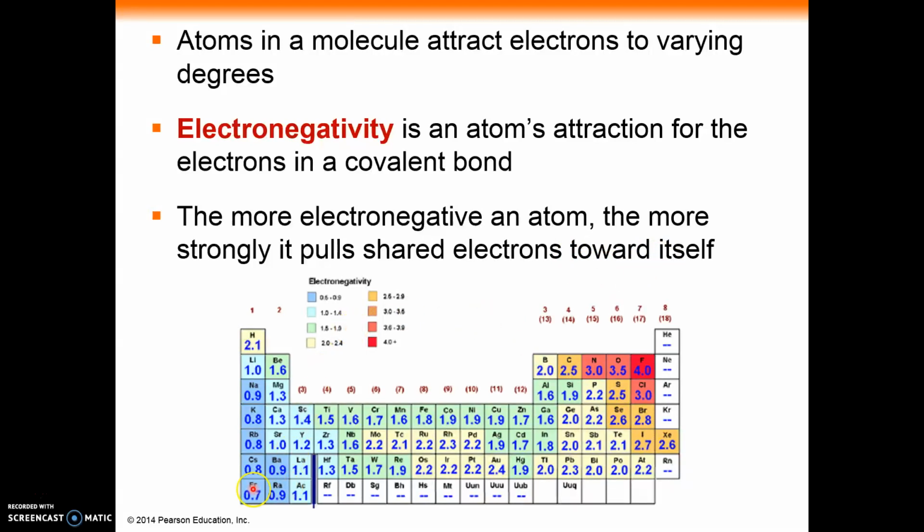Now, electronegativity can be represented on the periodic table through color coding, and you can see this upper right-hand corner has the most electronegative element, which is fluorine. Next to that is oxygen. And coming in at third is nitrogen and chloride.